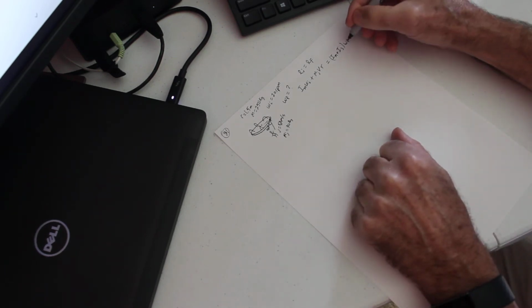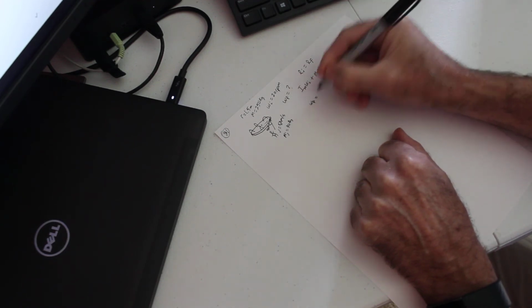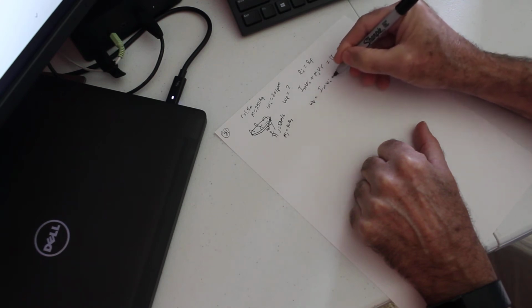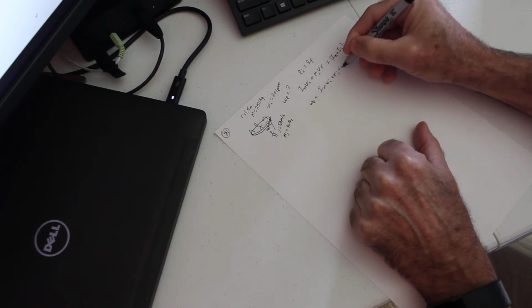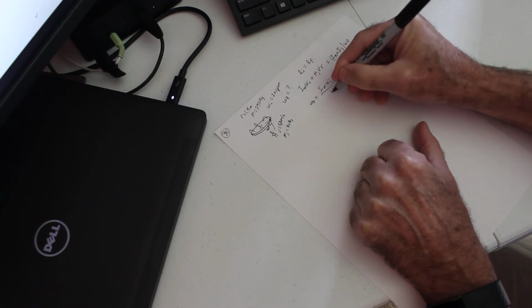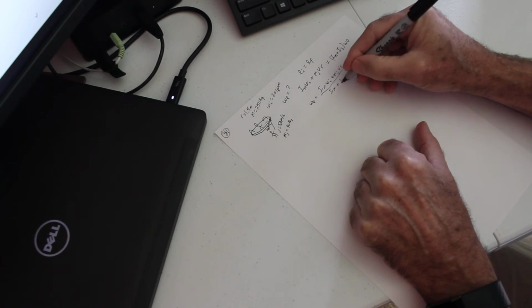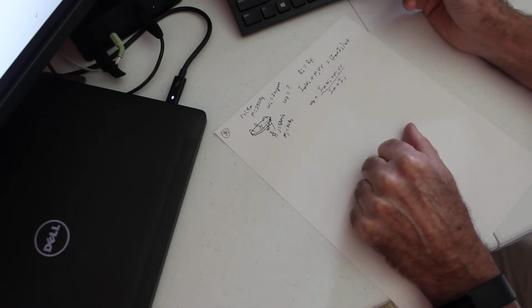And we're going to solve this for omega final. So I'm going to just solve it for omega final right now. Omega final is going to be I of the merry-go-round times omega initial plus m_J v r over the I of the merry-go-round plus the I of John, the moment of inertia of John.